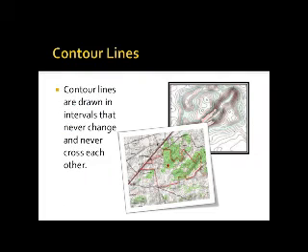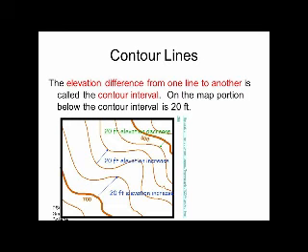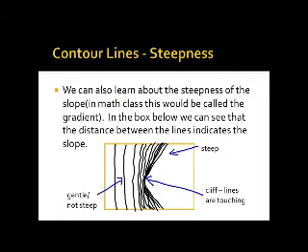Contour lines are drawn in intervals that never change and never cross each other. Now the elevation difference from one line to another is called the contour interval. Now on the map portion below which is given, the contour interval is 20 feet. The horizontal distance between two successive contours is called horizontal equivalent.